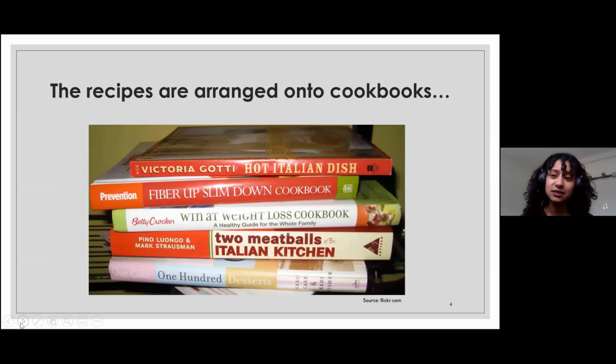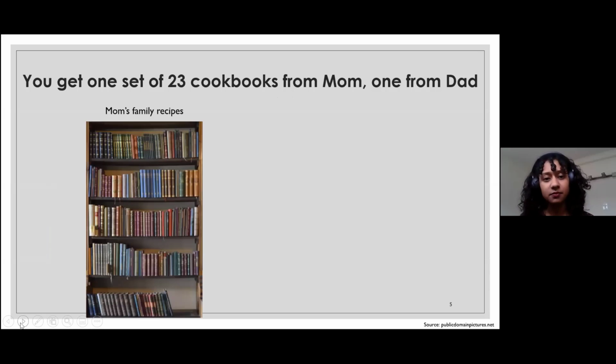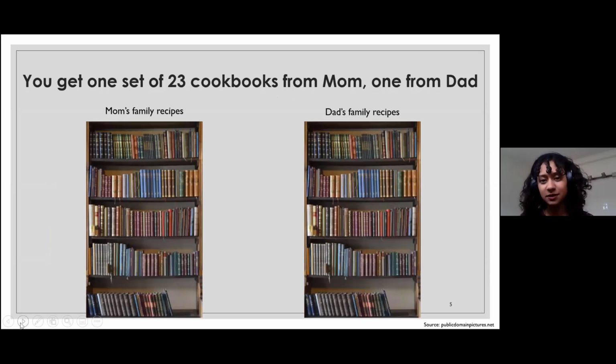All those recipes are arranged onto cookbooks. And you get one set of 23 cookbooks from mom, one set of 23 cookbooks from dad. And it's almost like there's 2 matching bookshelves of 23 cookbooks. Of course, the number isn't right here in this picture, but they all exist within our cells.